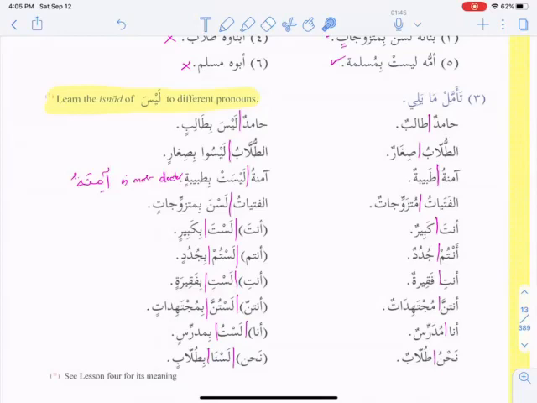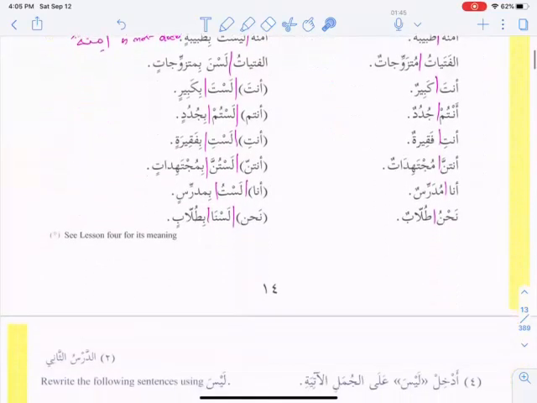Antunna mujtahidatun. You are very hardworking. Antunna lastunna bi mujtahidatun. You are not hardworking. Ana mudarisun, mubtada khabar. Ana lastu bi mudarisin. I'm not a teacher. Did you get the idea? Nahnu tullabun. Nahnu lasna bi tullabin. See? So this is what it is, my brothers and sisters.